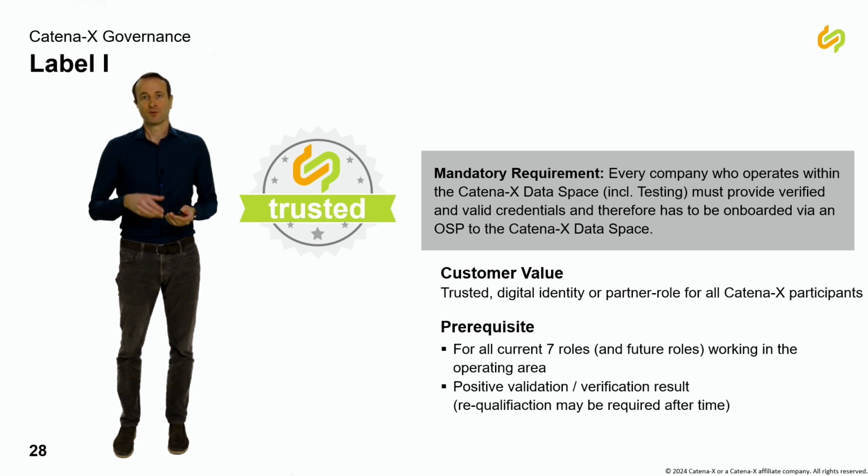Second, you need a positive validation, and we will get to that in a second. The result of this validation has to be positive. You get credentials, and with those credentials, you get access to the data space. Those credentials will be verified over time on a regular basis, so that once you change your identity, you have to ask for a new validation. And we validate and verify if you still exist and if you're still who you are.